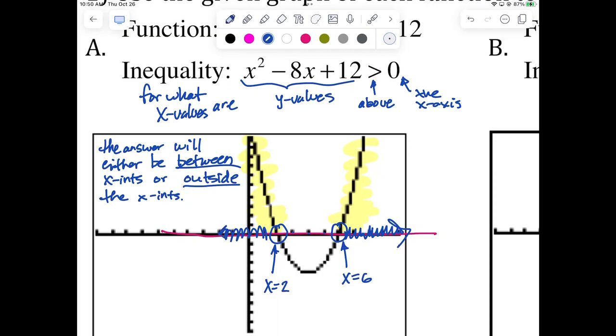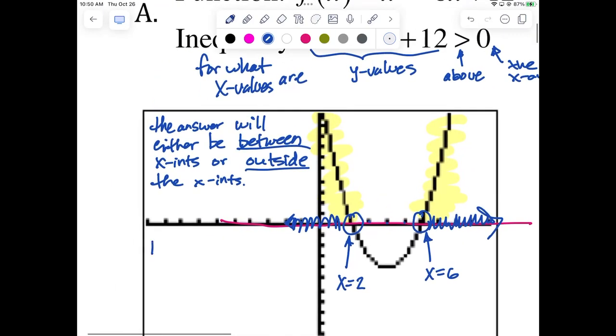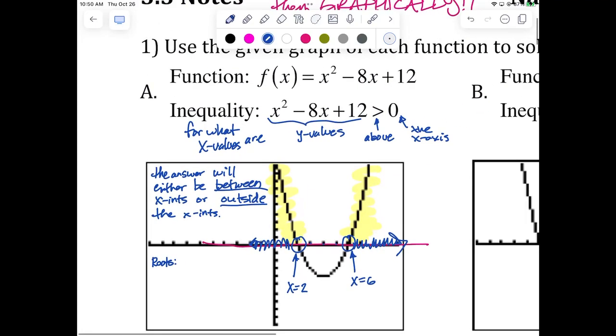So, is there a way to actually verify that? Yes. How do we verify it? Let's find the roots, or the x-intercepts, of f of x. We'll say x squared minus 8x plus 12 equals 0.